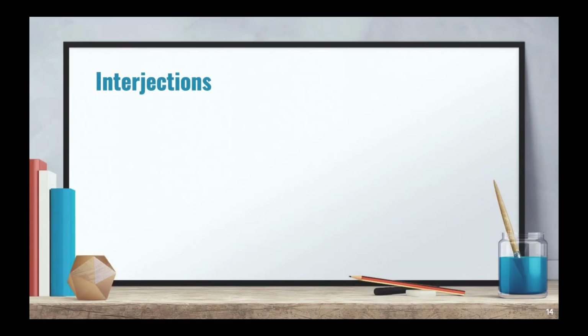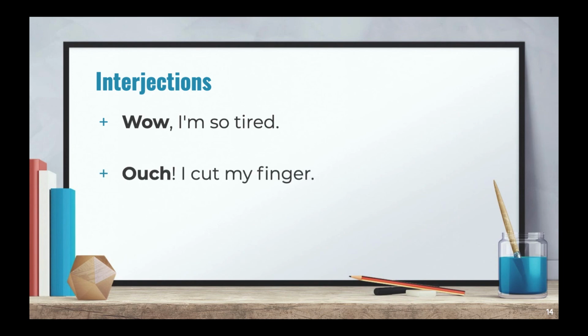Interjections. Interjections are expressions that can stand on their own or be contained within sentences. These words and phrases often carry strong emotions and convey reactions. Some examples are wow, ouch, oh.